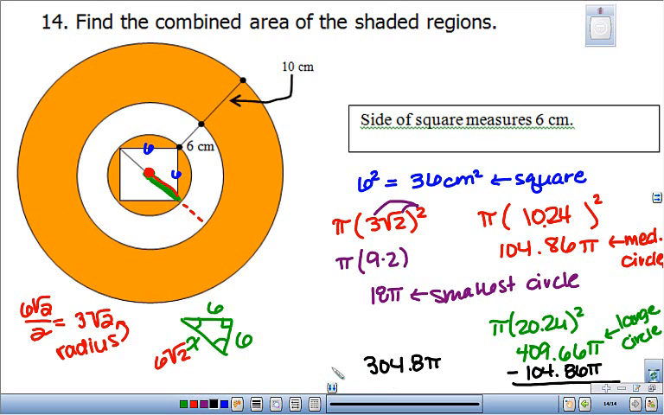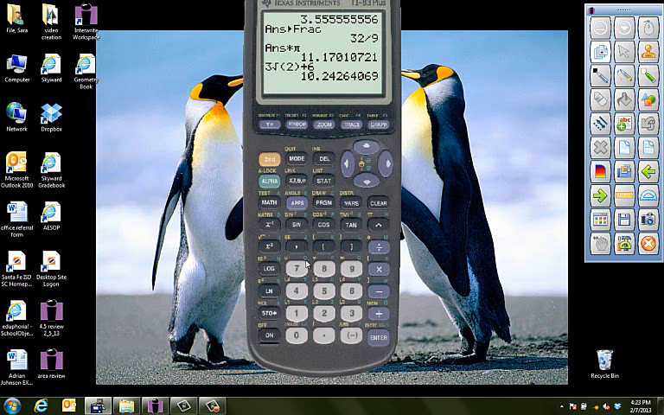Okay, so we're not quite done yet. Now we need to find these little orange pieces. So this is the inner small circle, and we take away the square. The inner small circle was 18 pi, and we need to take away the square, which was just 36. So 18 pi minus 36. Now you can't just do 18 minus 36 because this one doesn't have a pi. So we're actually going to have to calculate in that pi. So you would do 18 pi minus 36, and that's approximately 20.55.